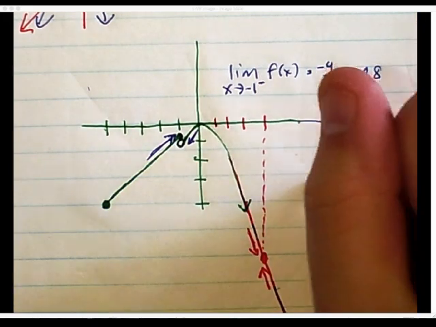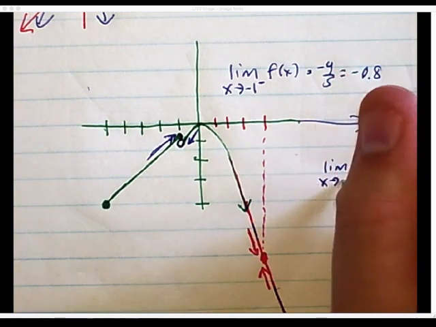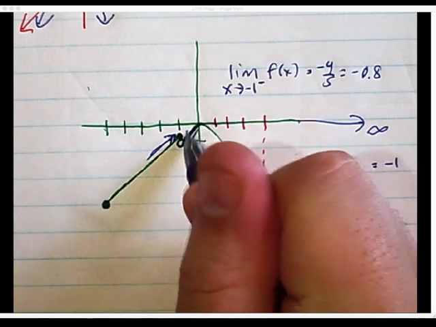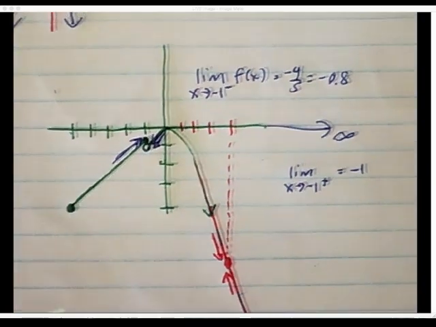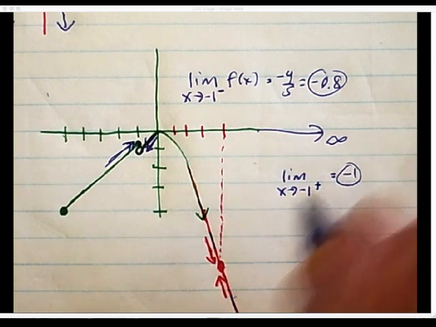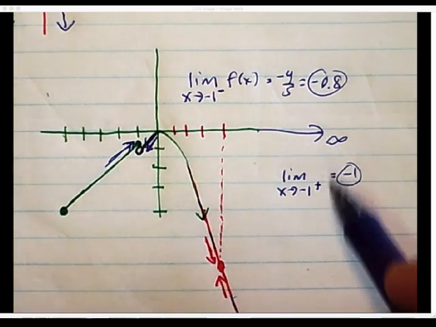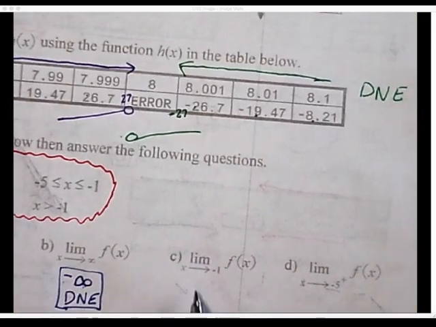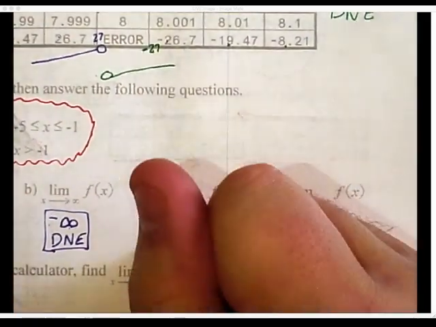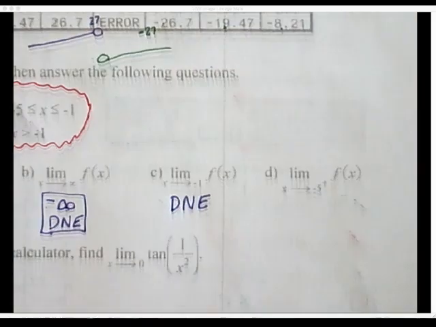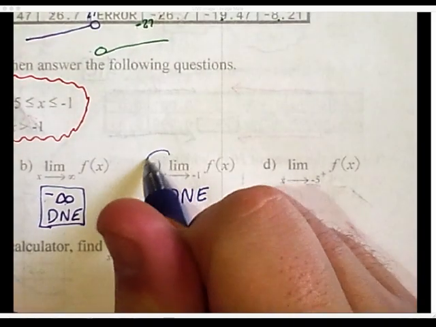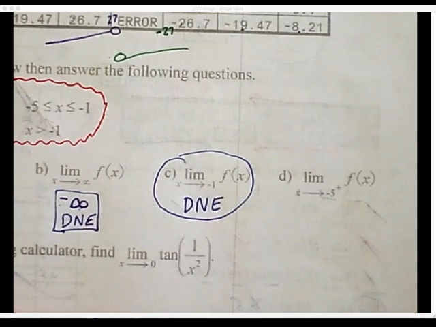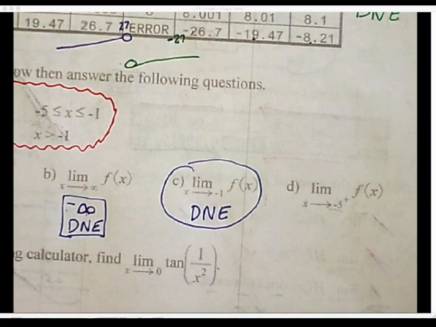But as I come in from the right side, the limit as x approaches negative 1 from the right, coming in from that side, I'm actually approaching negative 1. These two numbers do not equal each other. And because these two numbers do not equal each other, we would say that this limit right here does not exist. I really don't know why I circled that, but I did.